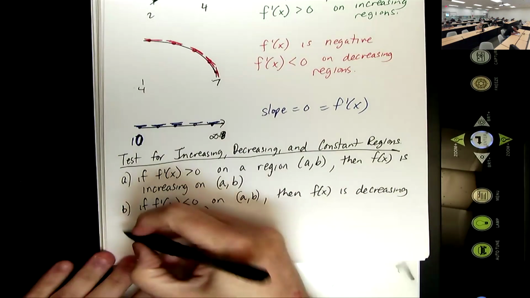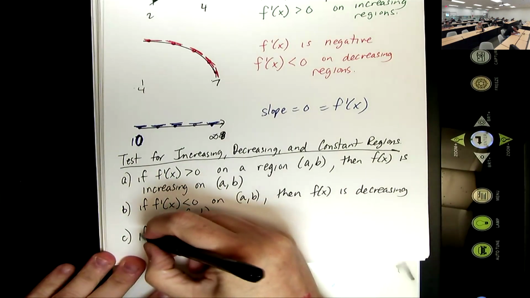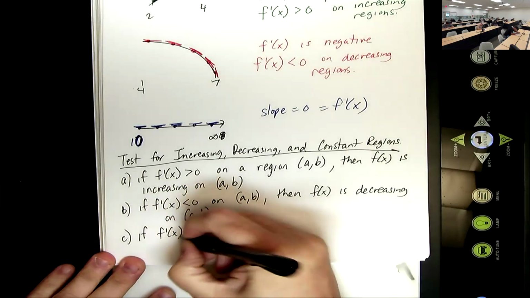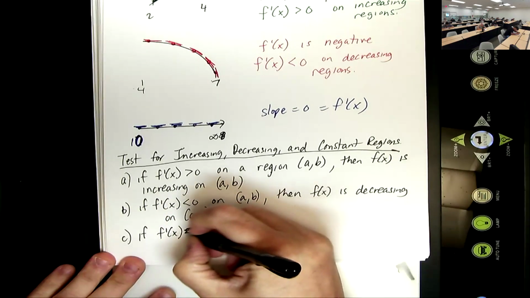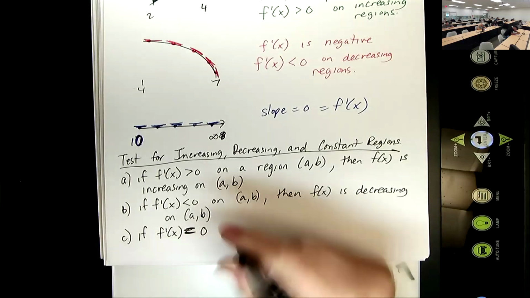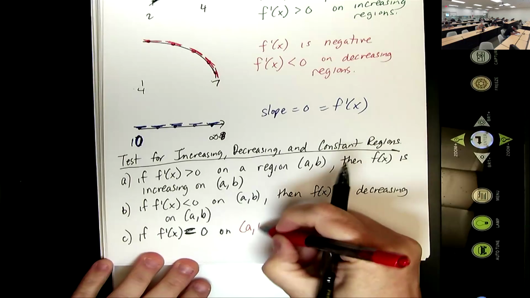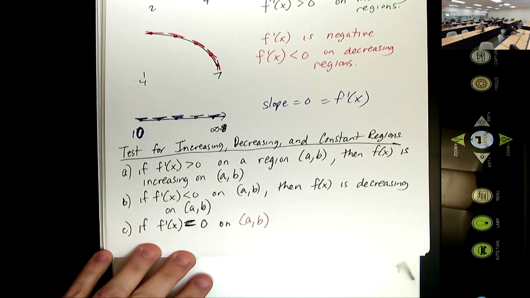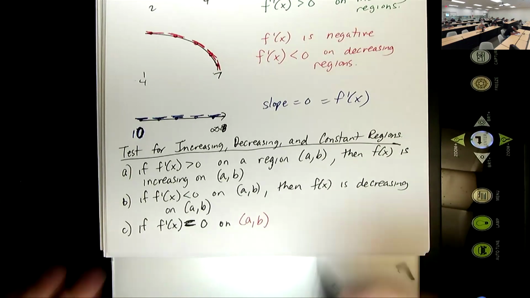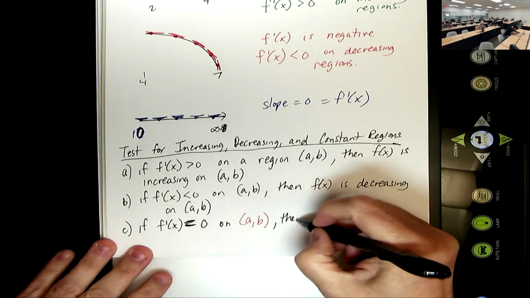And then if f prime of x equals 0 on a region AB, then f is constant on AB.